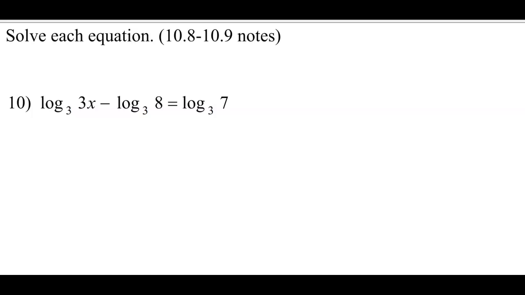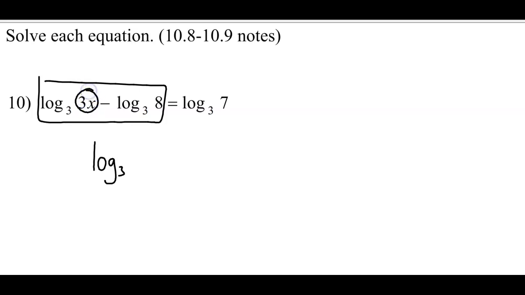Now, for this problem, you'll notice that we have 2 logs on the same side that are being subtracted from each other. When that happens, we're going to use one of our log properties. We can put those 2 logs together as one log if we use our property B. Property B says that if 2 logs are being subtracted, you can rewrite it as one log where this one is on the top and this one goes on the bottom.